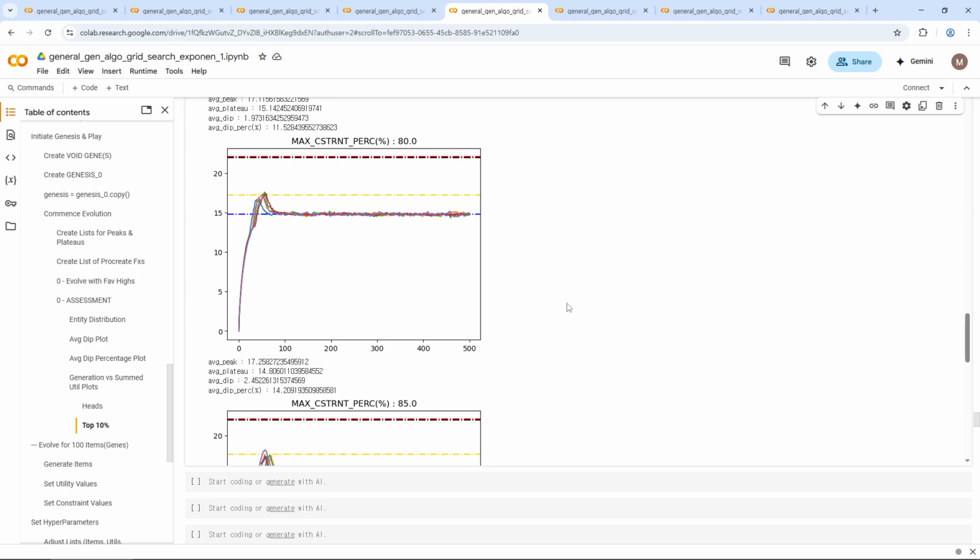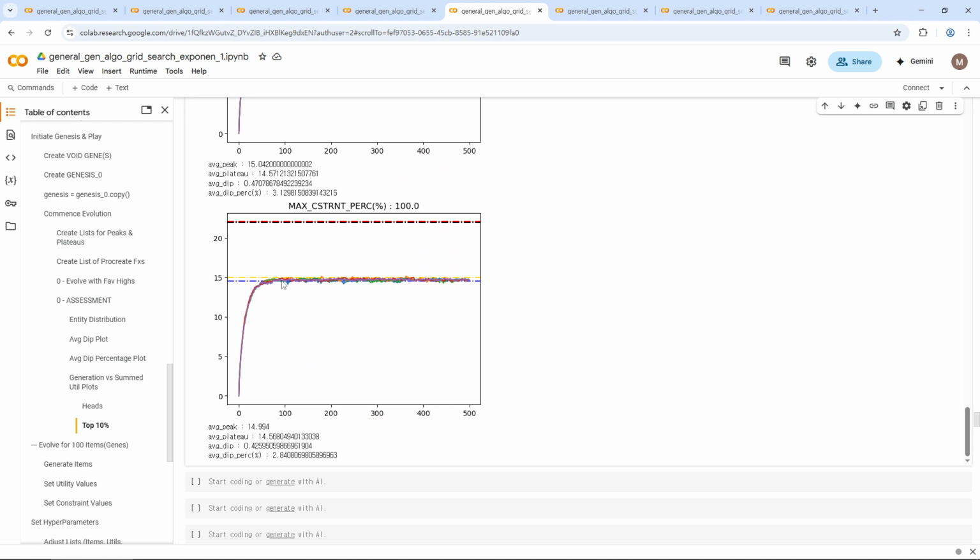Which means that if I were to introduce procreation there, this whole plot, this whole level would just be higher. The plateau levels and the peak levels would be higher.